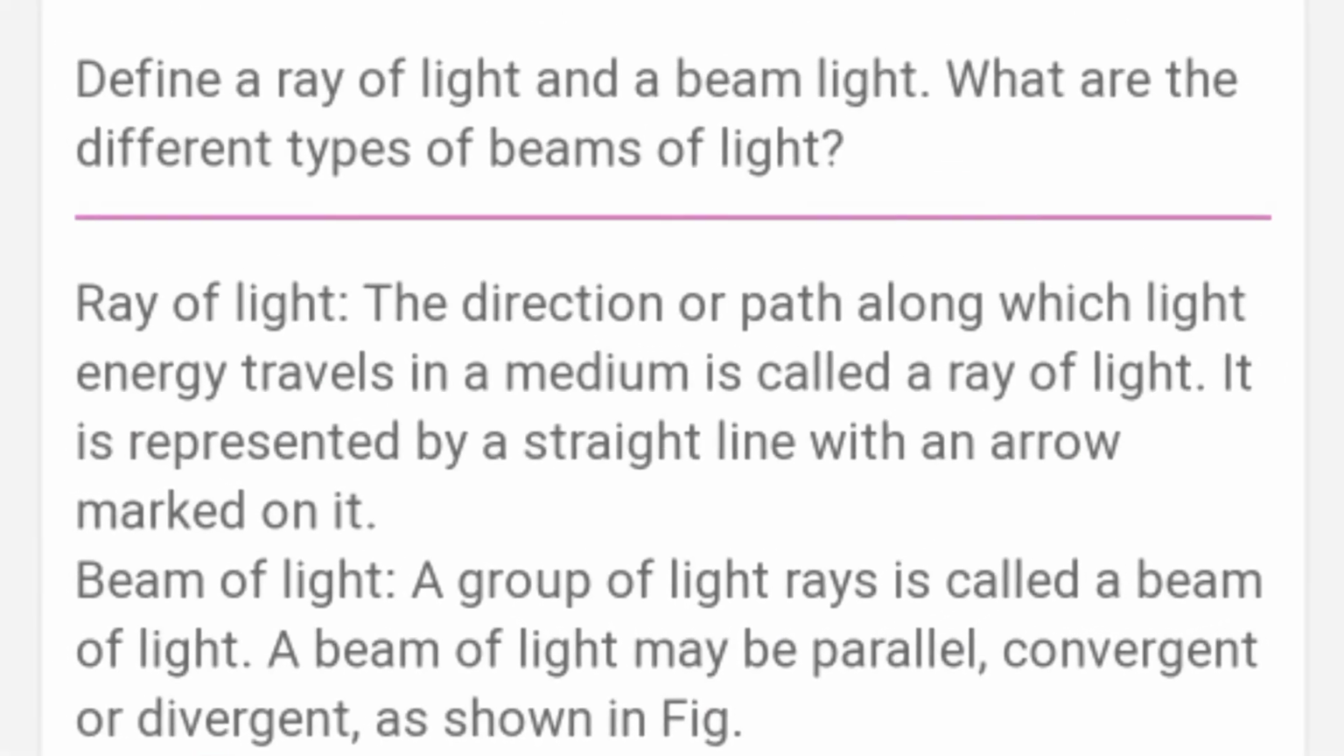Now, let us understand the difference between a ray of light and a beam of light. The direction or the path along which light energy travels in a medium is called a ray of light, whereas a group of light rays is called a beam of light. A beam of light may be parallel, convergent, or divergent. Let's see in the figure.